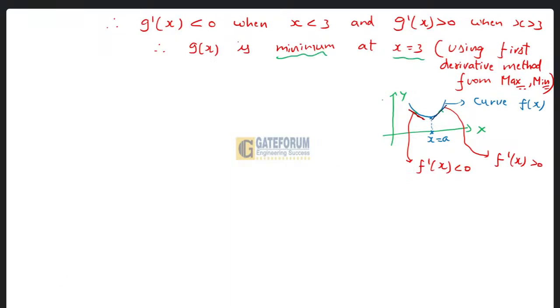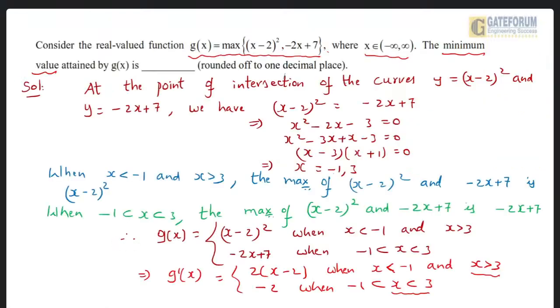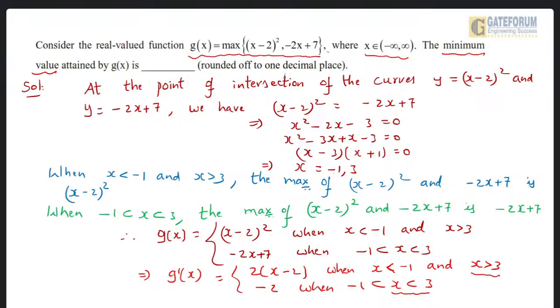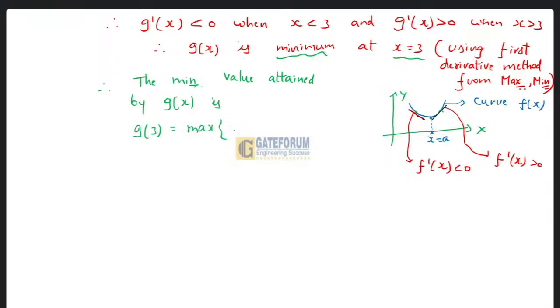Therefore, they're asking for the minimum value attained by the function g(x). It is attained at x = 3, so the minimum value is g(3). How do you get g(3)? What is g(x)? It is given as a maximum; there you put x = 3. So that is nothing but max{(3 − 2)², −2·3 + 7}, which is max{1, 1} = 1. So the answer is 1.